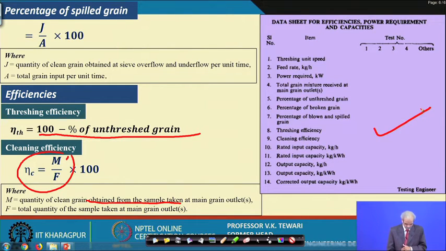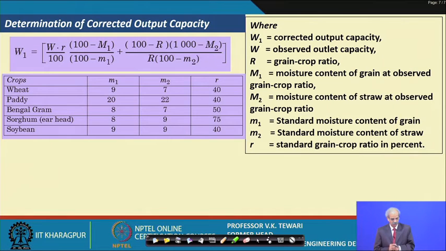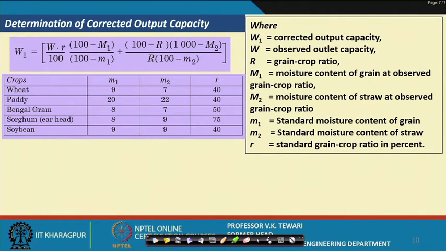organization. Determination of corrected output capacity. Well, this is another important parameter which must be done. This correction is particularly with respect to the moisture content and the grain crop ratio.